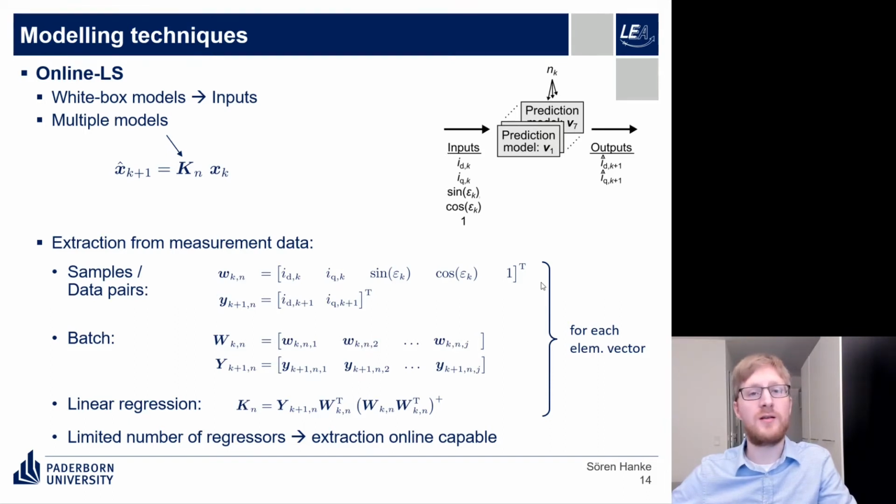How to extract such models from measurement data? First of all, you need samples or data pairs consisting of inputs and to-be-predicted outputs. You collect several of these samples into a batch to build up an overdetermined system. Afterwards, you perform a linear regression on it. With a limited number of regressors, the extraction itself is online capable. That's why we call it an online LS.